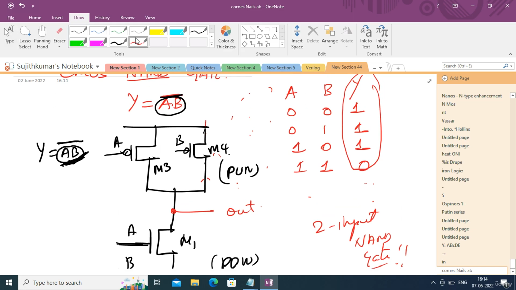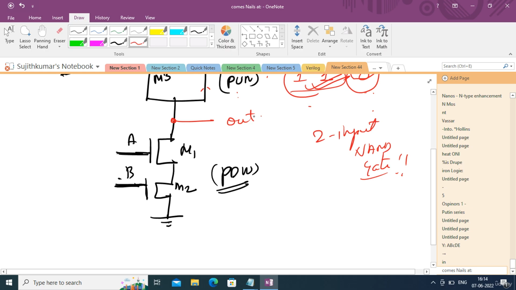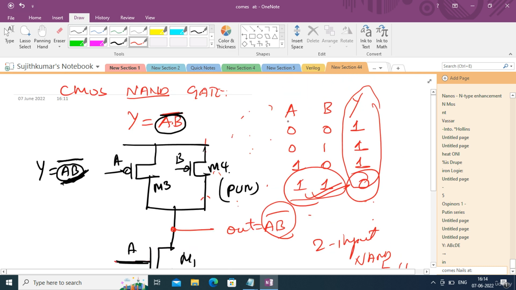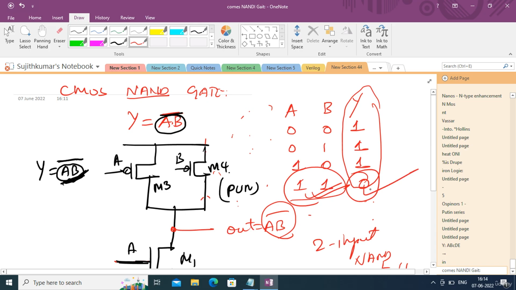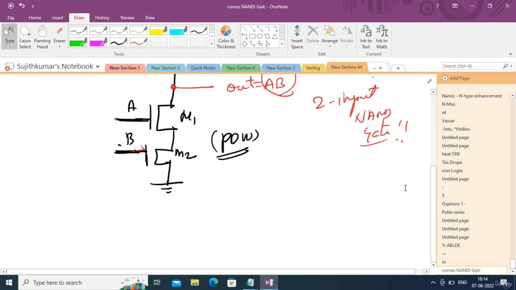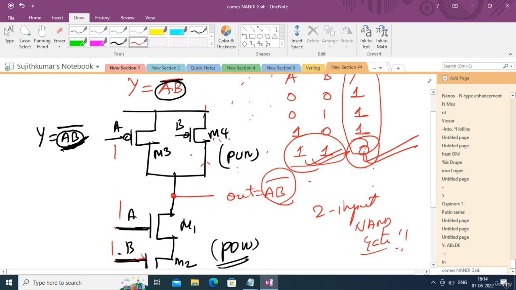Fine. So now let us try to analyze this. There is only one case where you will get 0. That is when you make both inputs 1. The output by default is A and B, the whole bar. Because it is complemented, that's why it's complementary CMOS. So when you make both inputs 1, you should get the output as 0. That is the idea, right? So I'm making both the inputs 1.